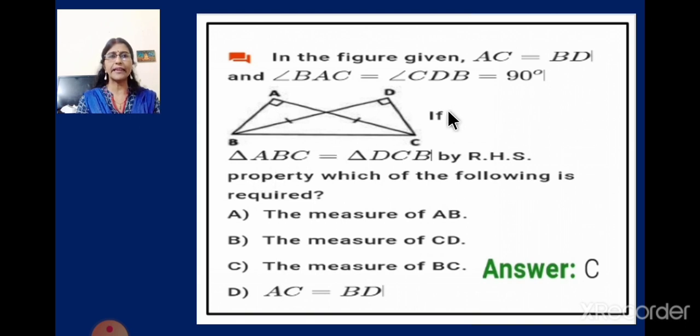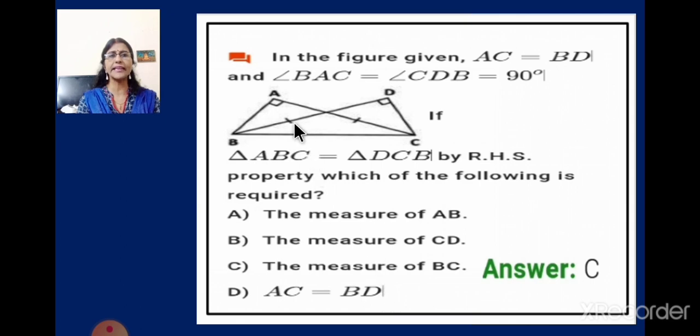Now, next part, if triangle ABC is congruent to triangle DCB by RHS property, which of the following is required? So it is given that these two triangles are congruent by RHS property. Now what more we need to know? Option A, the measure of AB, or the measure of CD, or the measure of BC, or D option is AC is equal to BD.